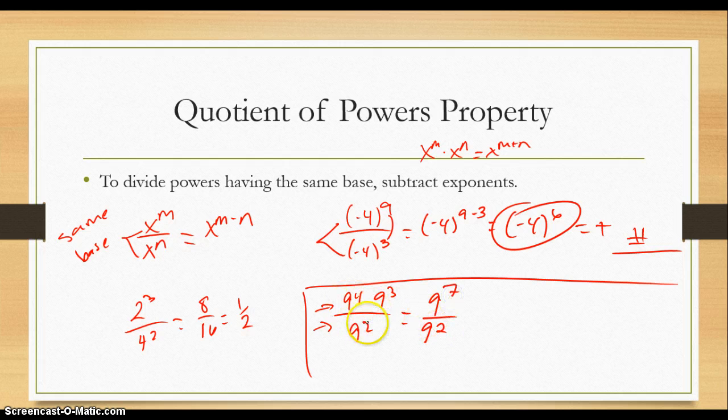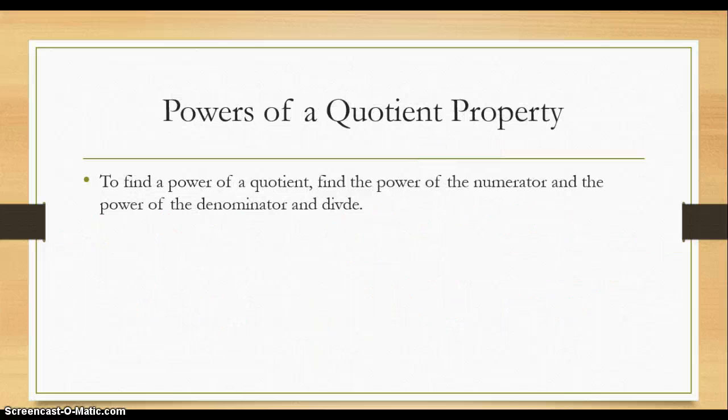I have to simplify the numerator and denominator separately first before I can combine them. And you'll see that here in a second. But this would be same base, subtract them, 9 to the 5th power. Okay, so common base, subtract exponents.